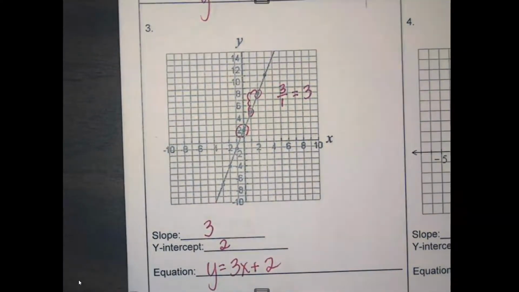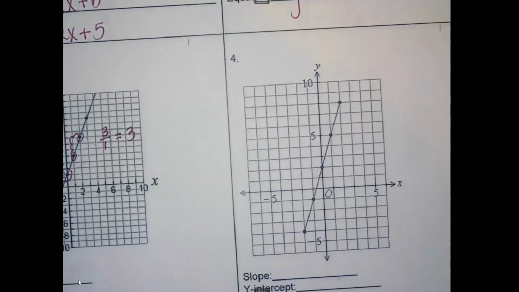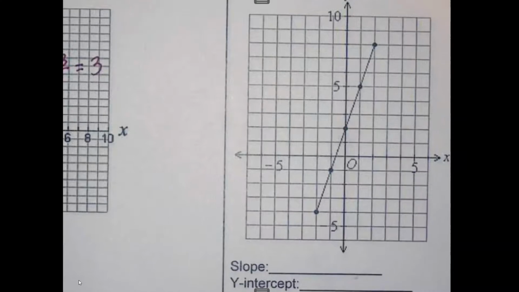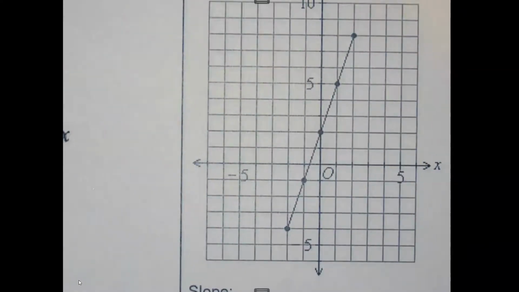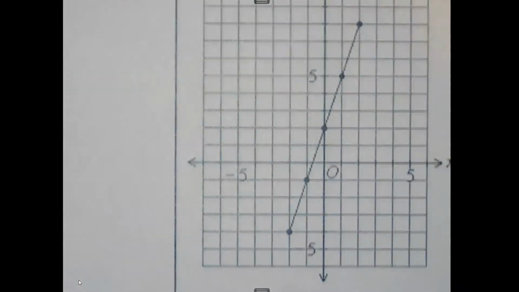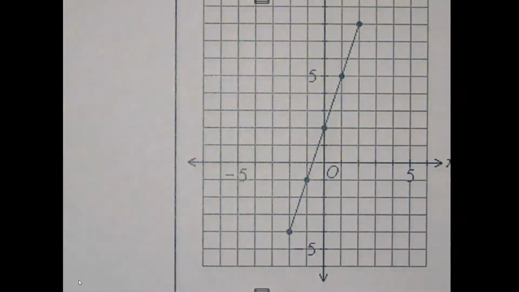All right, let's go to number 4. Again, I'm going to do the same thing. I'm going to zoom in on it and freeze it so you can look at this. This one might be a little bit easier to see than the last one, just because it's spaced out a little bit better. So see if you can find the slope, rise over run, and see if you can find the y-intercept, where it crosses that y-axis, and then see if you can write the equation.